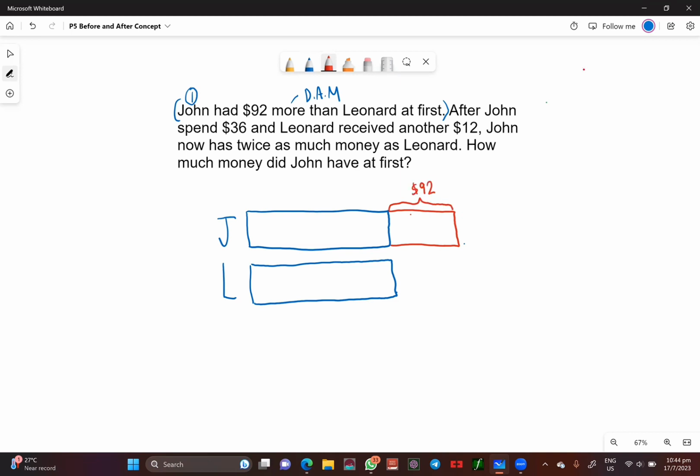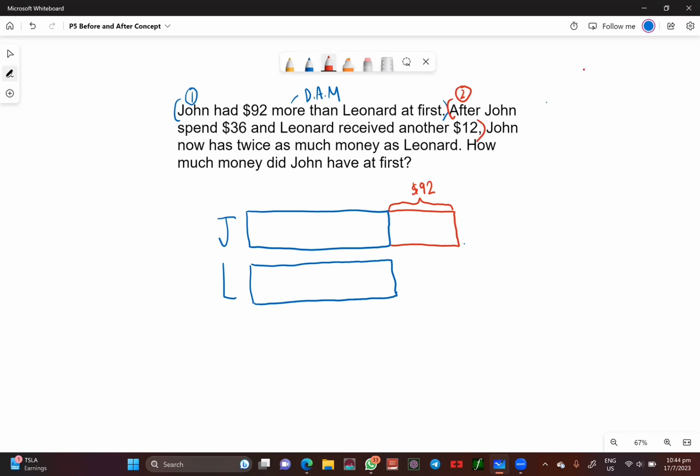Now why is it that I'm writing my numbers outside? Why is it that I didn't put it inside? Because I want the flexibility. The flexibility to do what? The flexibility to break down that 92 into different amounts, which you are going to see in the next few seconds. Once I'm done with that, I'm going to move on to sentence number two.